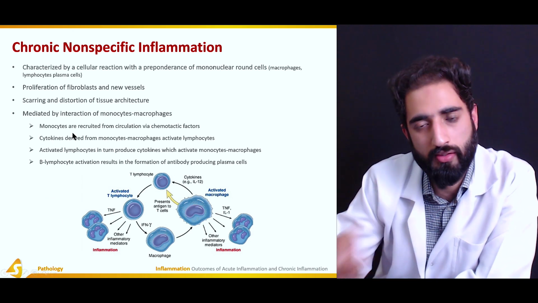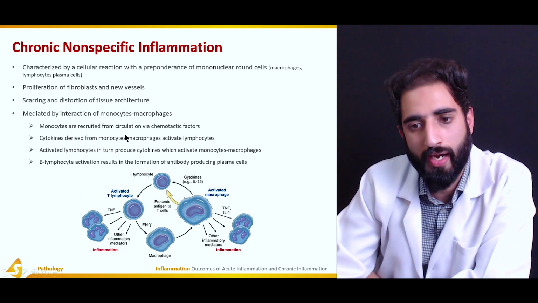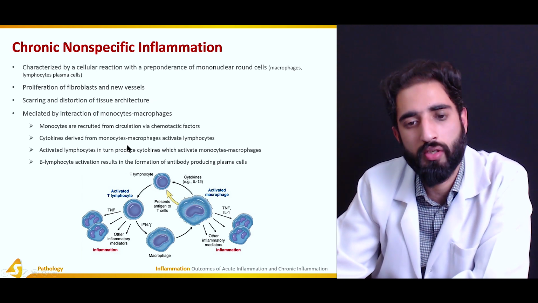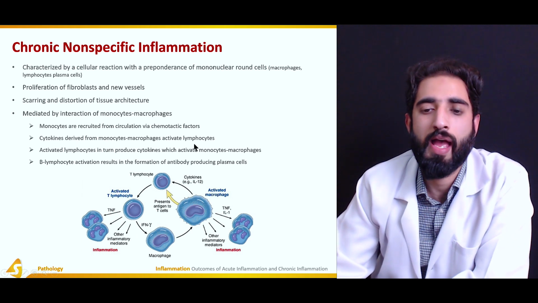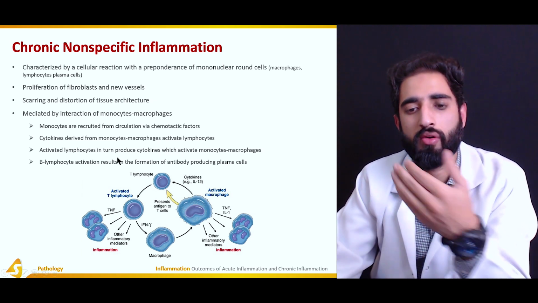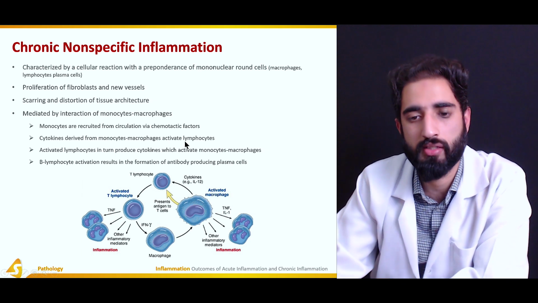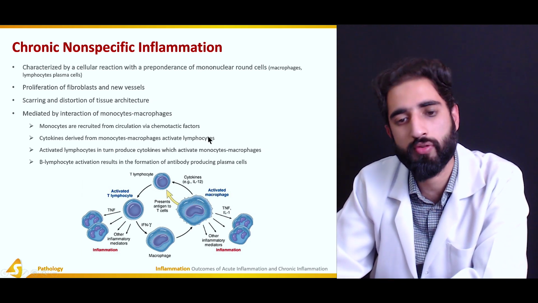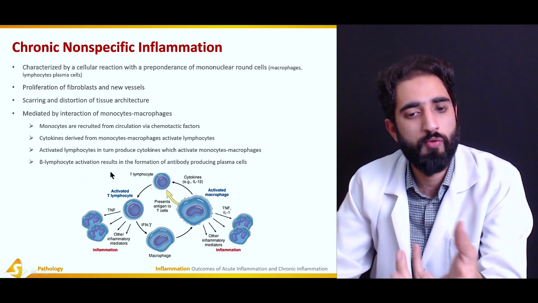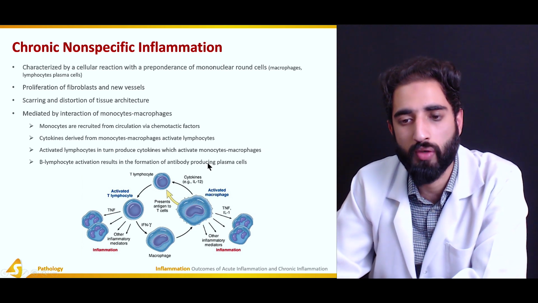How does that occur? Let's look into that in detail. Monocytes are recruited from the circulation via chemotactic factors, which attract them toward the site of injury. The cytokines derived from monocytes or macrophages activate the lymphocytes. And the activated lymphocytes in turn produce cytokines which activate monocytes and macrophages back. So here you can see that monocytes and macrophages are activating the lymphocytes, and lymphocytes are in turn activating the monocytes and macrophages. Beta lymphocytes are a type of lymphocytes, the activation of which results in the formation of antibody producing plasma cells. So that's where the plasma cells come from.